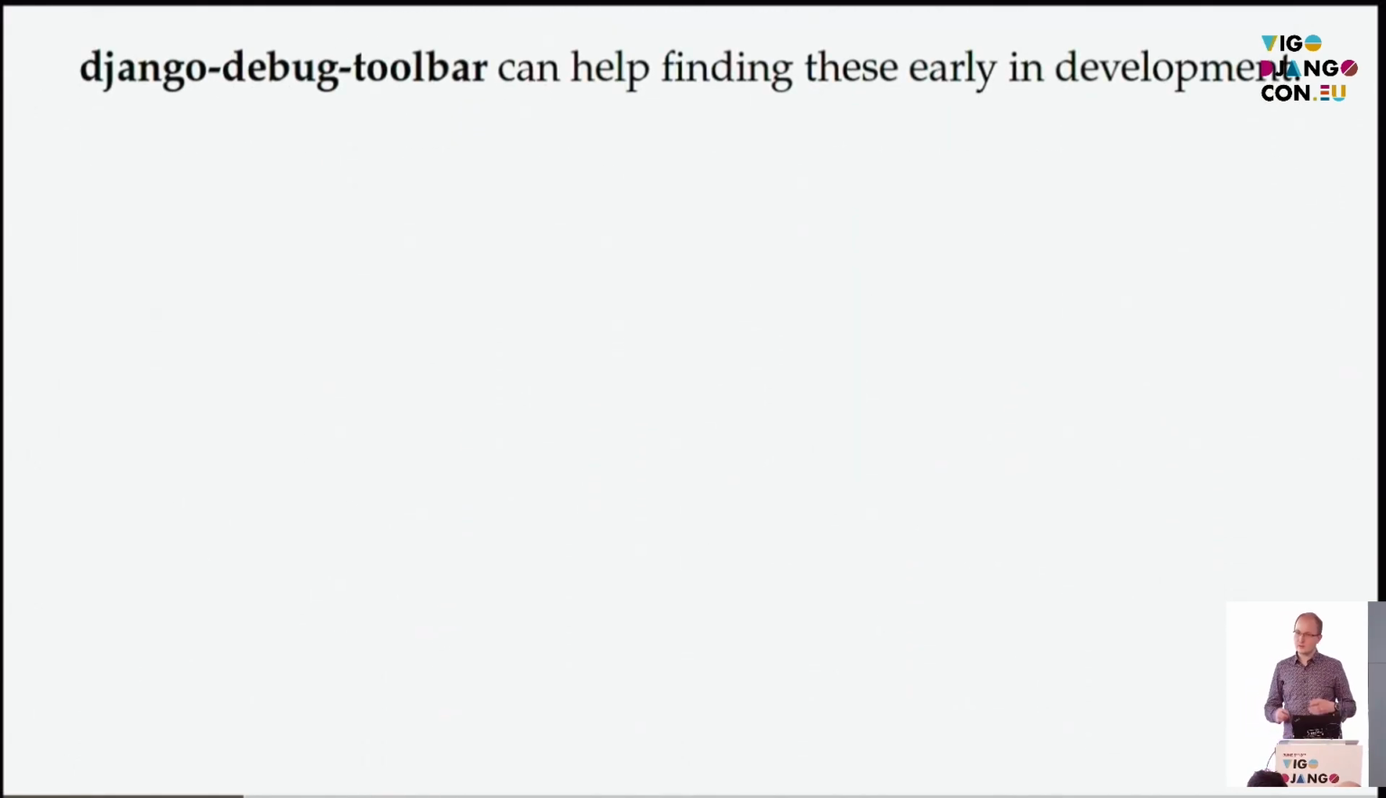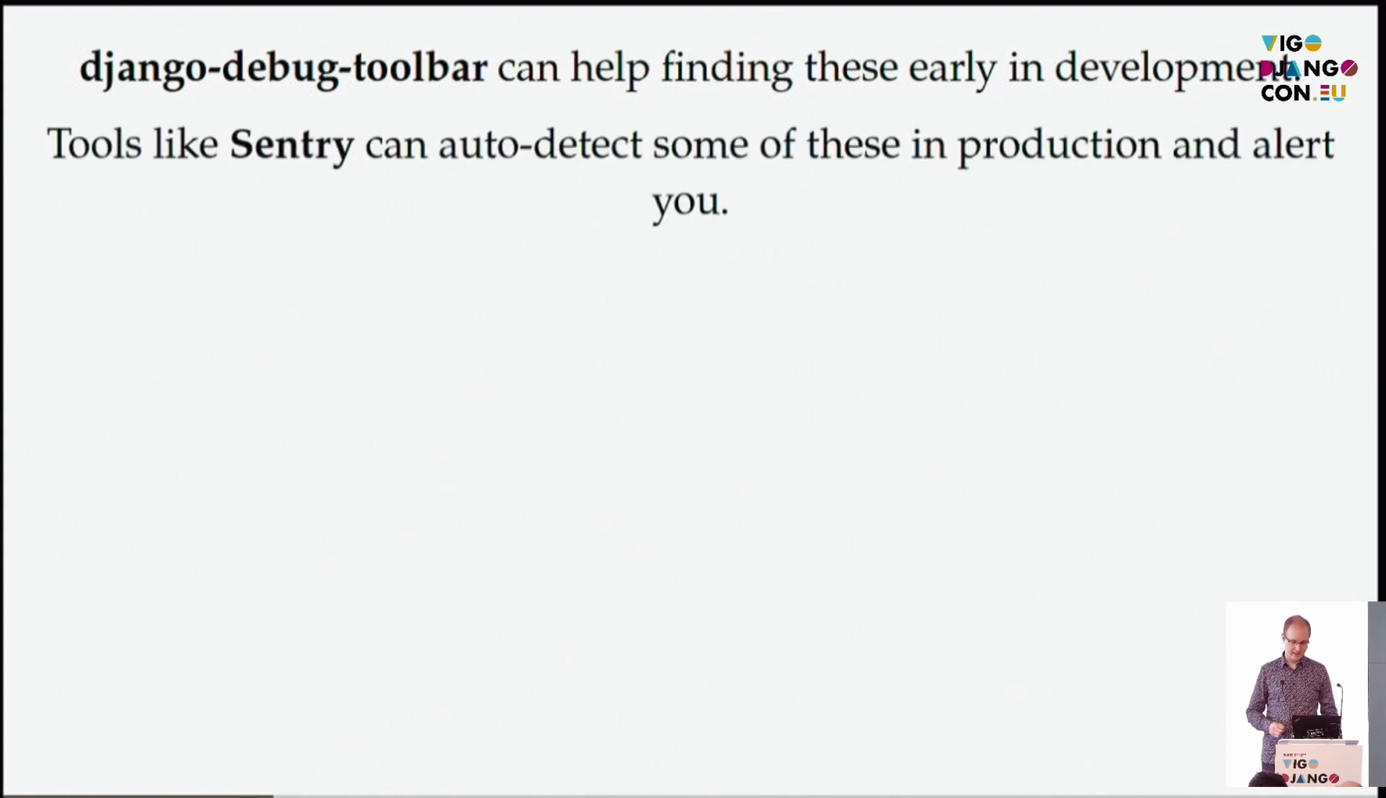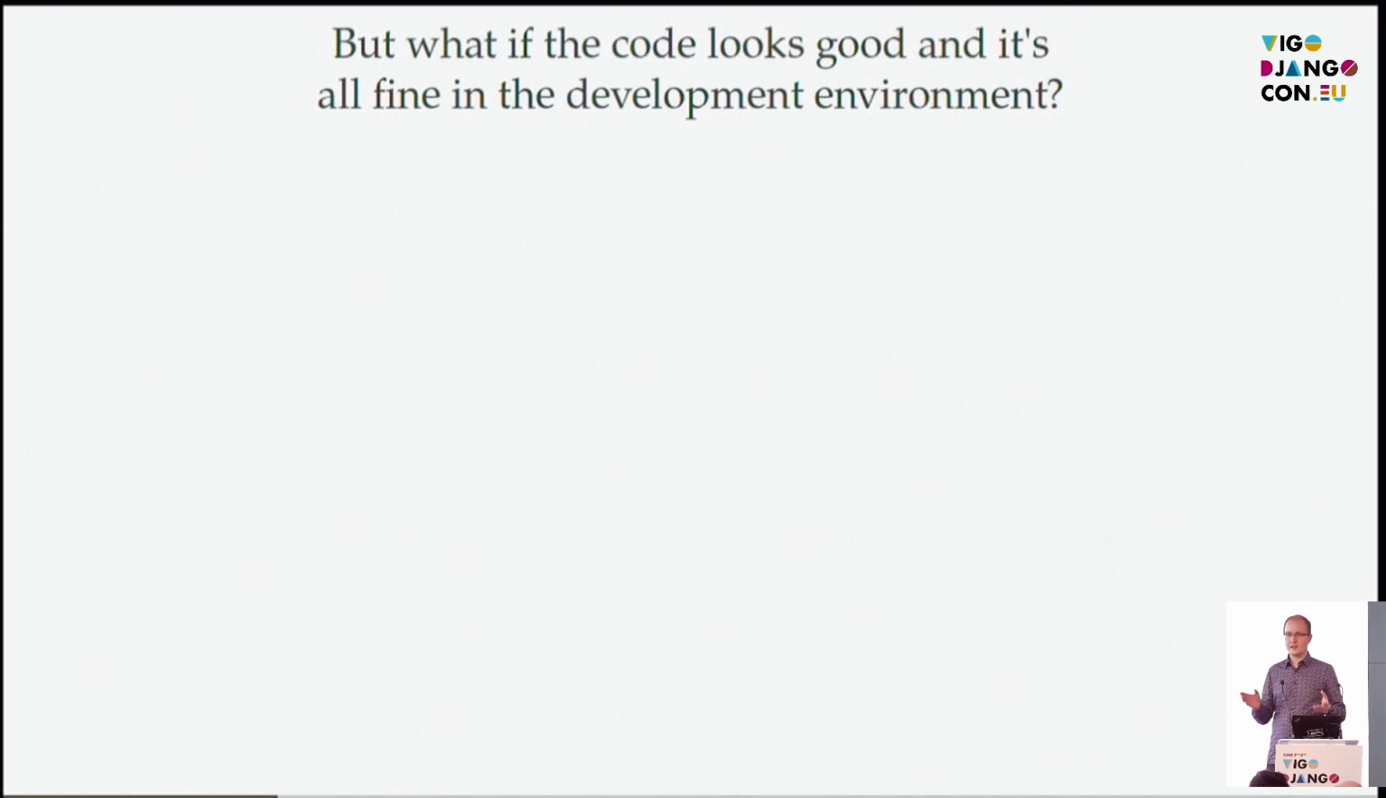These issues are very important to find and to fix, but it's quite easy to find them during development using tools like Django Debug Toolbar, which can show you the number of queries a specific page takes. And there are tools like Sentry that can run in production and auto-detect them. Since a specific Sentry upgrade, I started getting emails: oh, we found an N+1 query in your code, do you want to fix that? And it's really helpful. But what if we've done all that and we've learned all that and the code looks good and it's executing the right number of queries and it's fast and efficient in the development environment, but still slow in production?